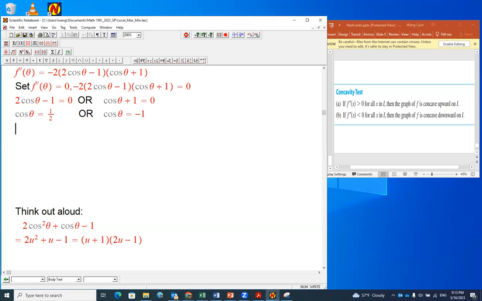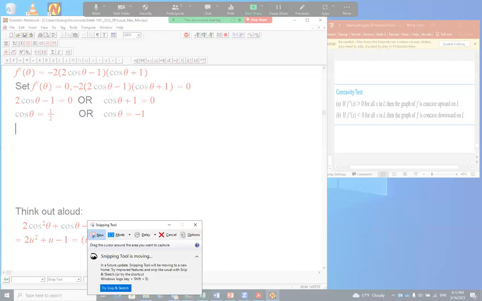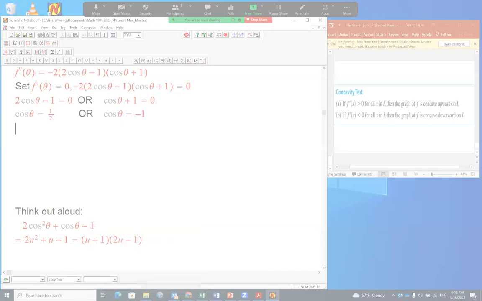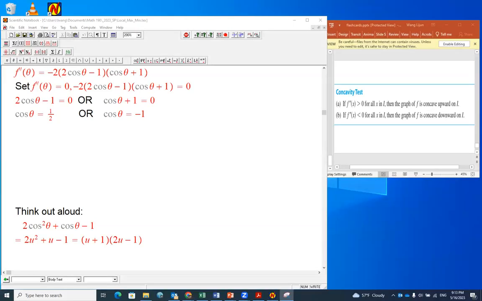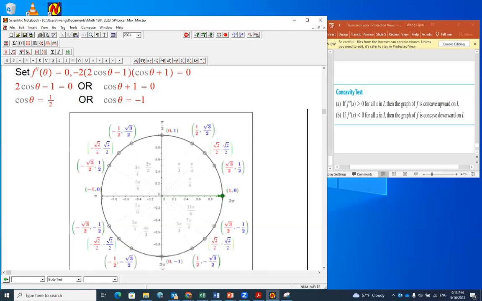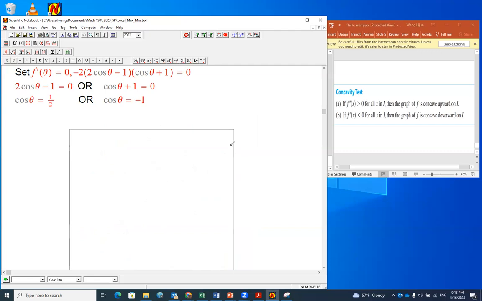So we have two. I cannot copy that, but I'm gonna use a screenshot. Okay, I'm gonna copy a screenshot. I should get it now. There. That's the unit circle. Okay, you can find it anywhere.